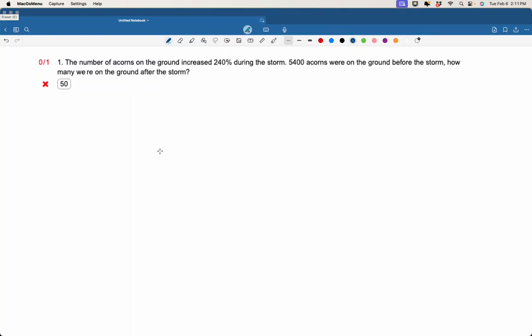So let's look at the problems you got stuck on in lesson 80 first. So here's the first one. The number of acorns on the ground increased 240% during the storm. So the key word here is increased. So that means we have to add that to the original amount.